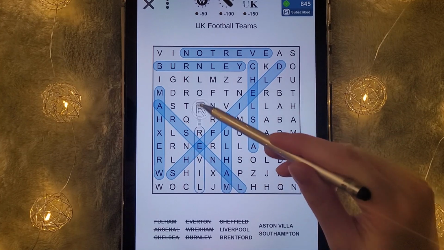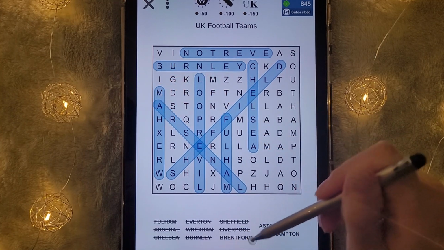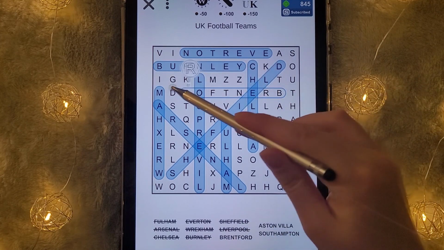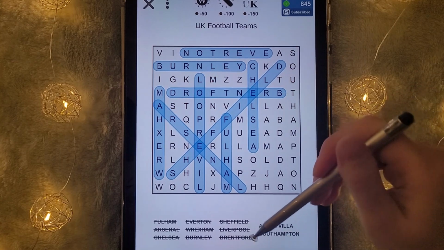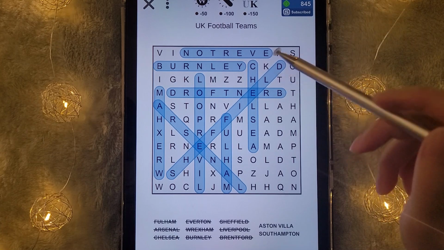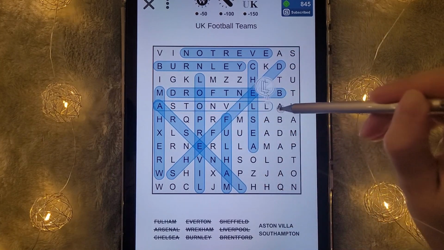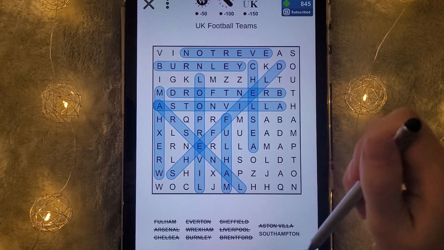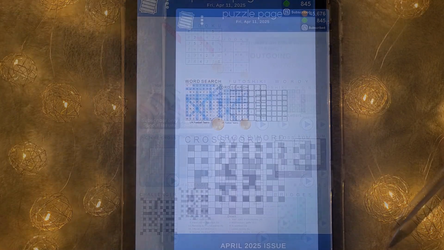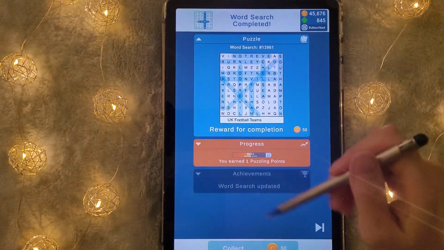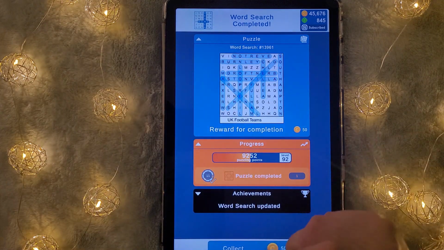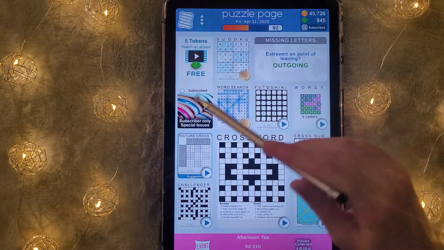And Liverpool. I see that here. Brentford. Let's see, I think that's right here. Aston Villa. Let's see. Oh, right here on this line. And then Southampton. See that over here. There we go. That one was pretty quick and easy. And we earned 50 coins for that. Let's collect those. And let's keep going down this line.